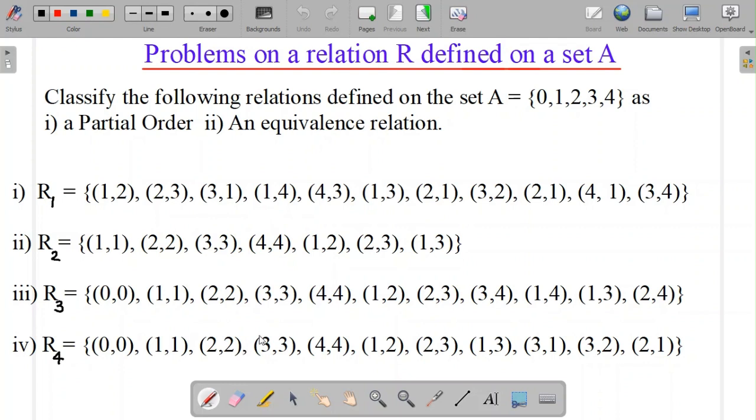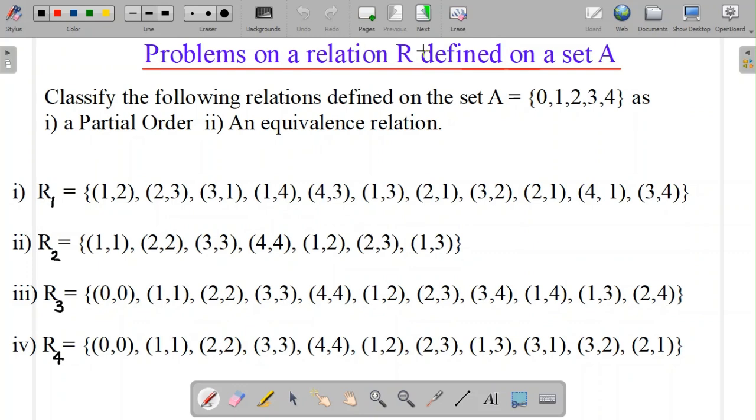Hello, welcome to this video lesson on relations. In this lesson, we'll understand through examples how to identify if a given relation is a partial order or an equivalence relation. We do this using four examples defined on the set A, which contains five elements: 0, 1, 2, 3, and 4. Let's focus on them one by one.